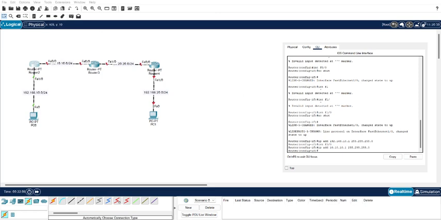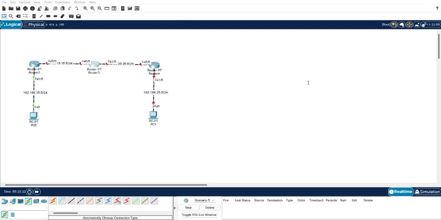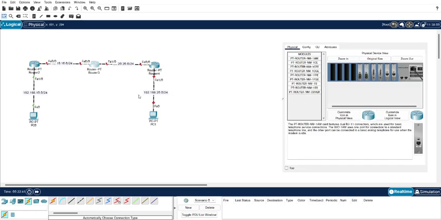Now let's go to router number two. Wait, it's router number two. Router number two is lagging. Okay, we close it first. Let's go to router number three. Okay, done. Now we have router number three.